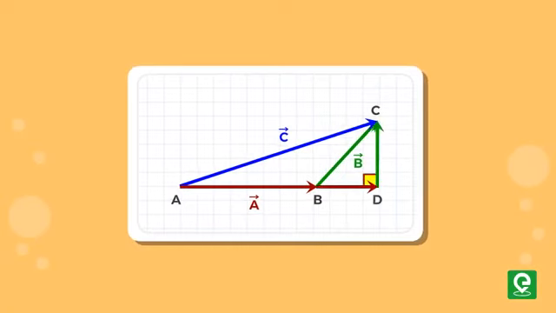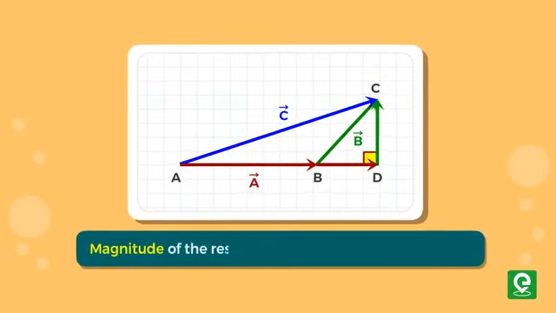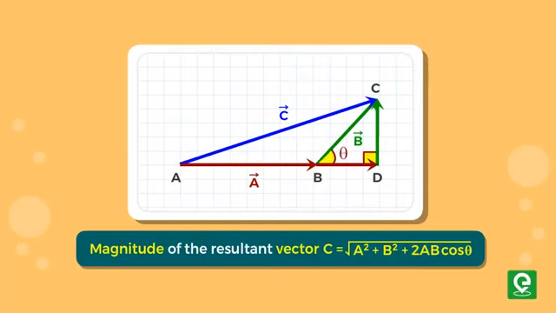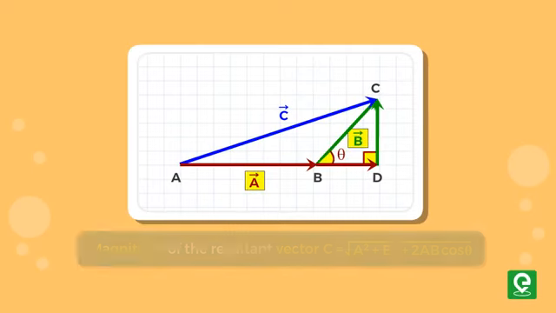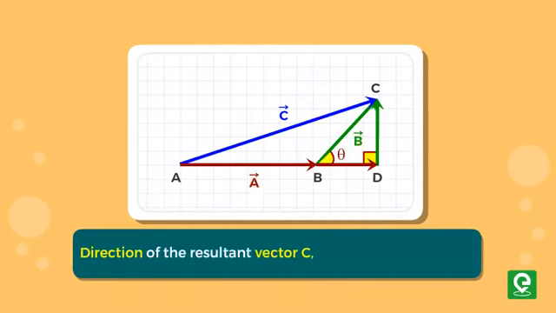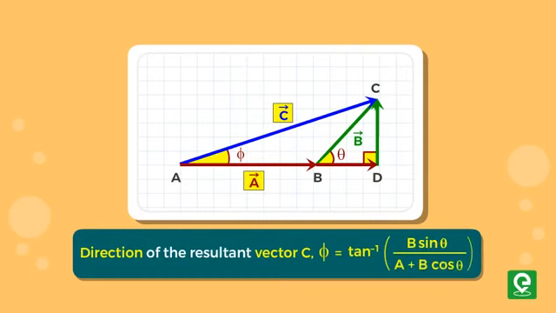Magnitude of resultant vector. Magnitude of the resultant vector C is given by the relation C equal to square root of A square plus B square plus 2AB cos theta, where theta is the angle between vector A and vector B. Direction of the resultant vector. Let phi be the angle made by the resultant vector C with vector A. Then phi is equal to tan inverse of B sin theta divided by A plus B cos theta.